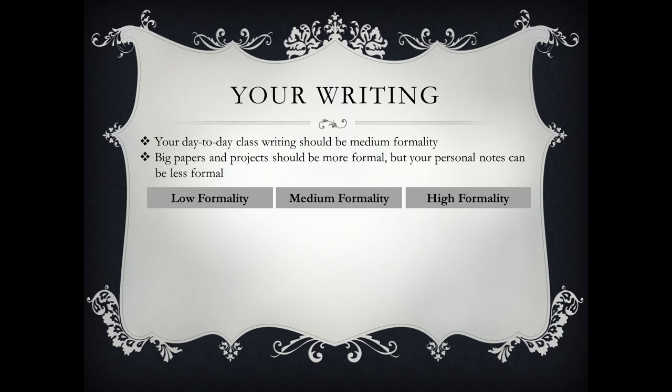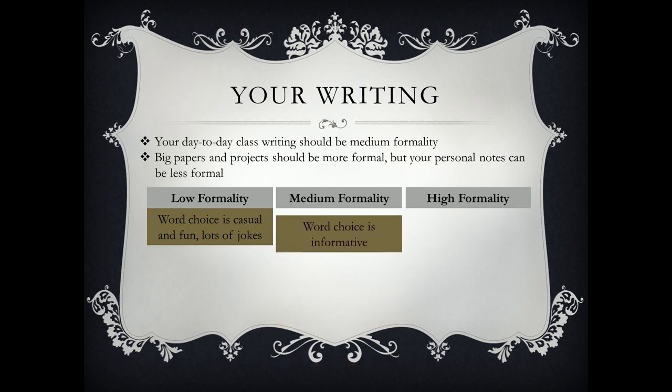So we have low formality over on the left, we have medium formality in the middle, and high formality on the right. While I talk about these, go ahead and take notes on these in your note-taking guide. Fill them in for each. So in low formality, we start out with word choice. Word choice is super casual and fun. There's lots of jokes, lots of fun, easy words, maybe cultural references. It's very easy language.